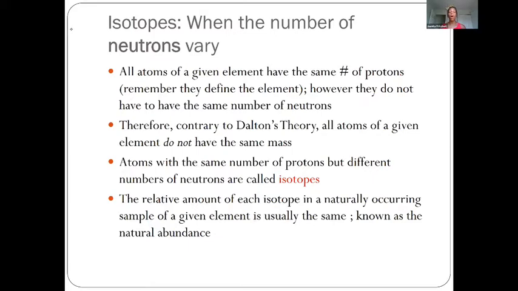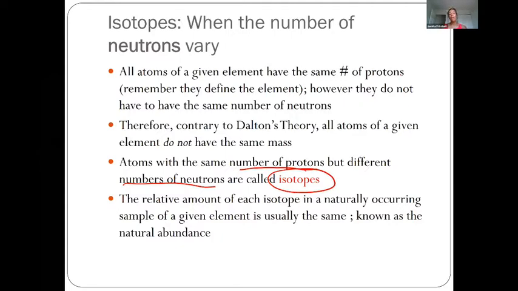So remember, all atoms of a given element will have the same number of protons. Remember, that's how we define the element. However, they do not always have the same number of neutrons. Since the mass is equal to the protons plus the neutrons, that means the overall mass could vary. So, contrary to Dalton's theory, all atoms of a given element do not have the same mass. Atoms with the same number of protons but a different number of neutrons are what we call isotopes.